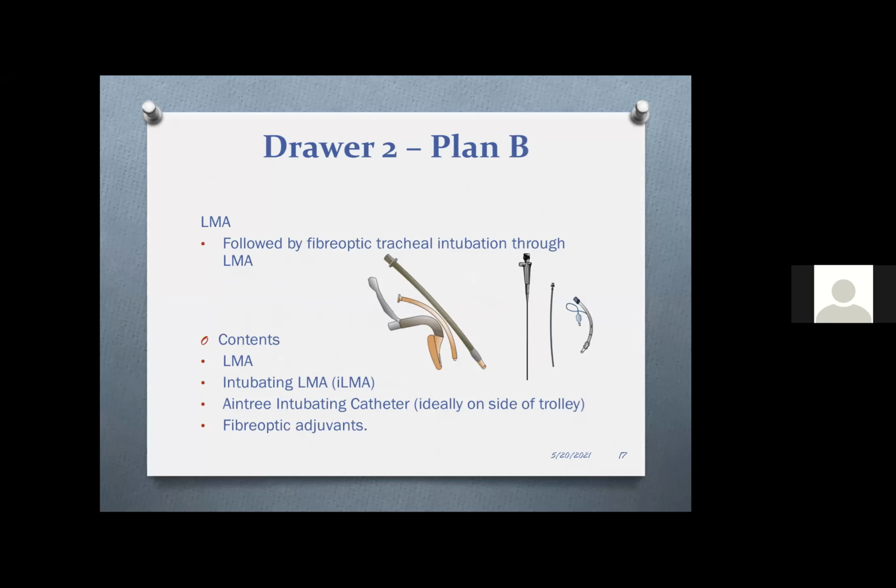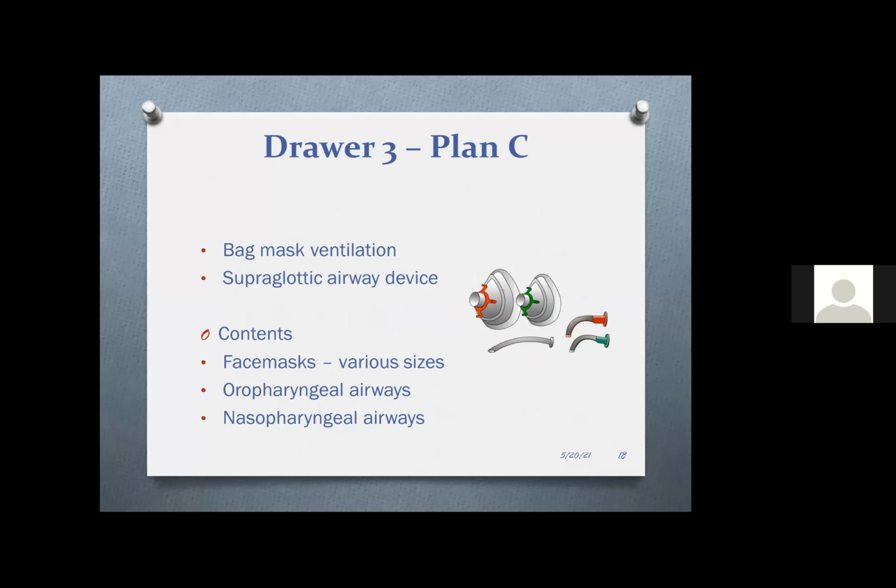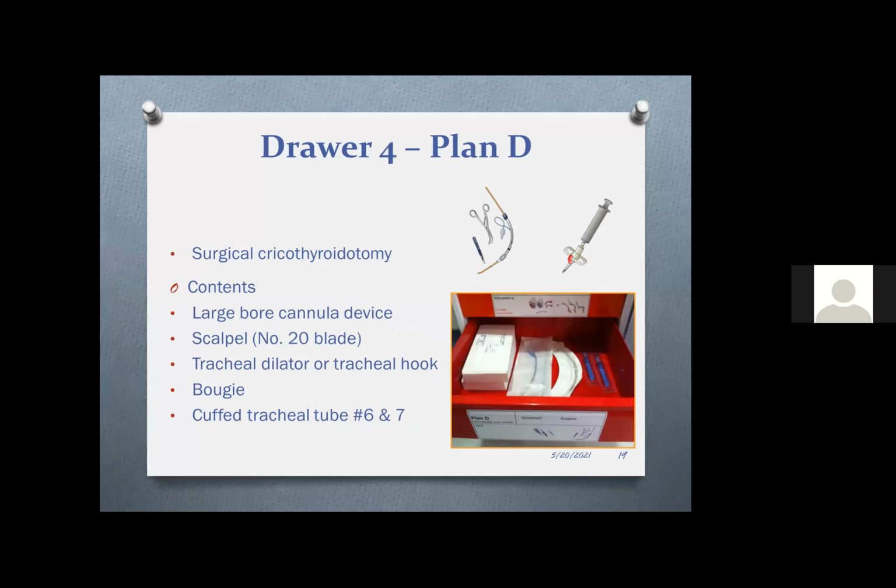Drawer two has the supraglottic type of instruments, which are mainly LMAs, laryngeal mask airways, or the fibroscope airway. Drawer three is the mask devices, like face mask, ambu bags, oropharyngeal and nasopharyngeal airways, the things that keep the airway patent. Drawer four is the surgical devices for cricothyroidotomy and all the equipment that you need in there. Okay.